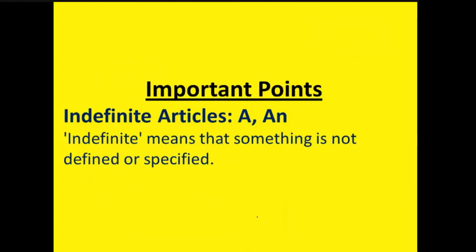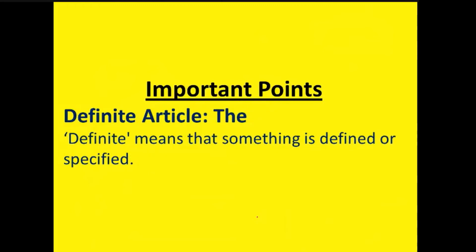We will now take a look at some more important points about articles. The indefinite articles a and an are used when we are talking about things in general. Indefinite means that something is not defined or specified. On the other hand, the definite article the is used when you're talking about something in particular, just like we spoke about the shirt that the boy bought. The word definite means that something is defined or specified.